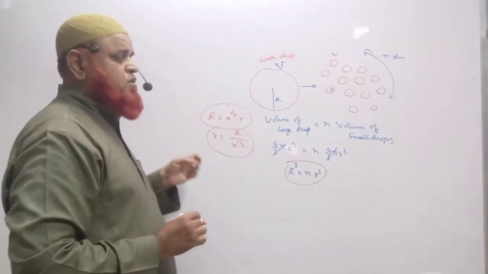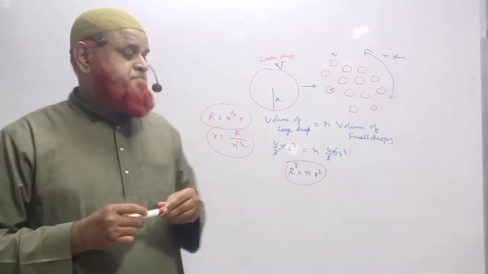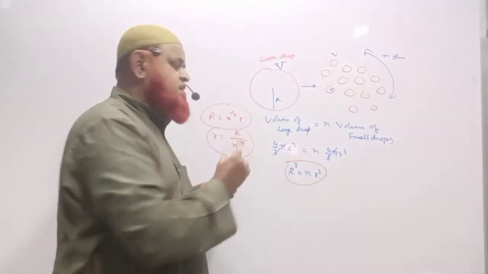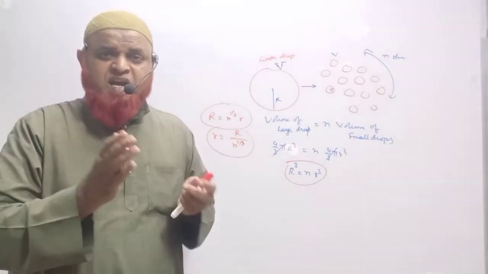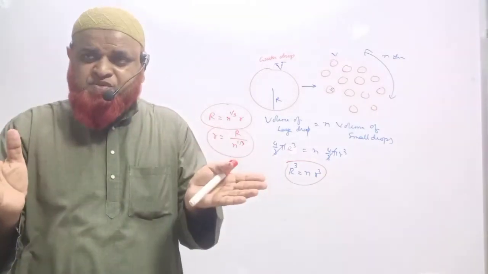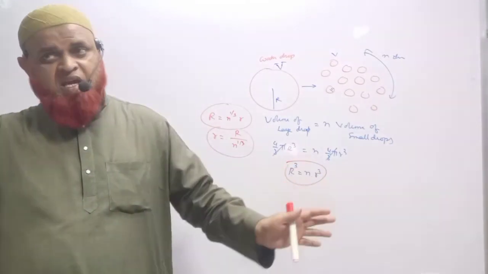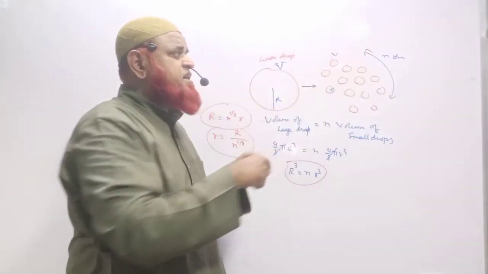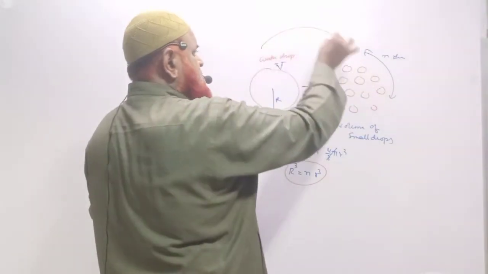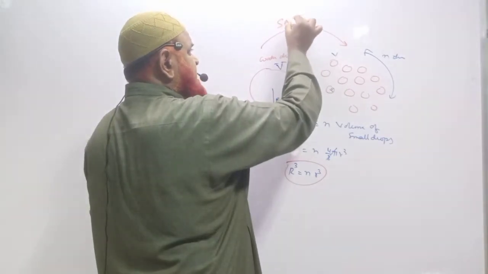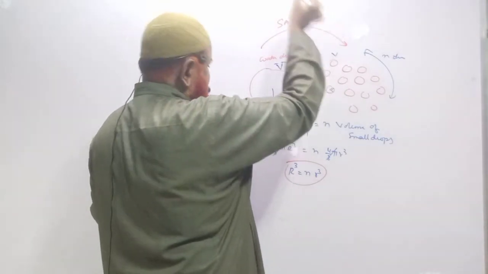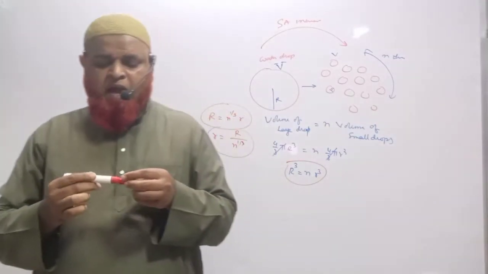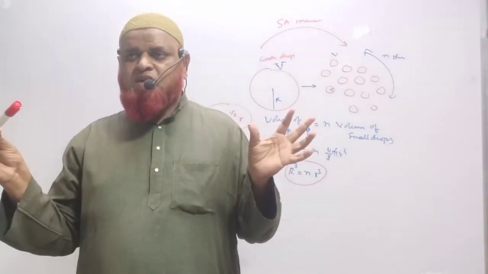So one thing is clear. When you split a larger drop into smaller drops, volume is going to be the same. But what about surface area? Surface area increases. From here to here, surface area increases. Volume remains the same but surface area increases. Why is it so? I will give one small example to understand.